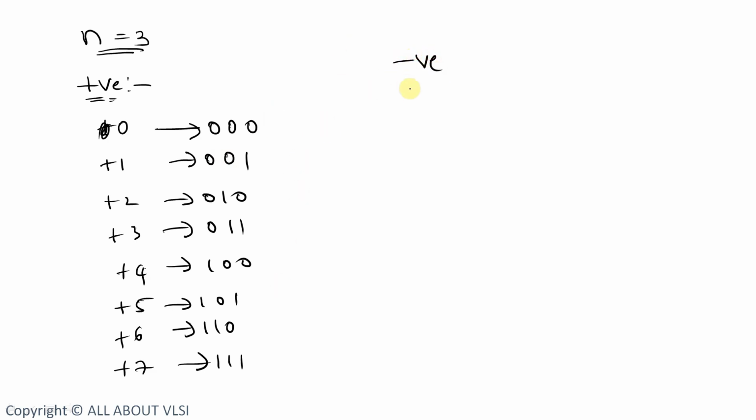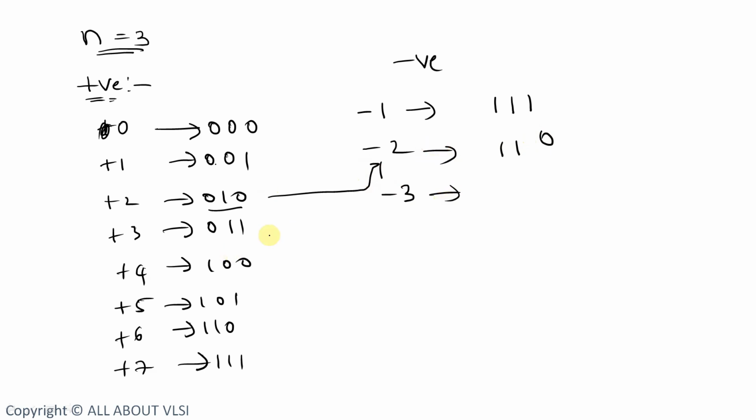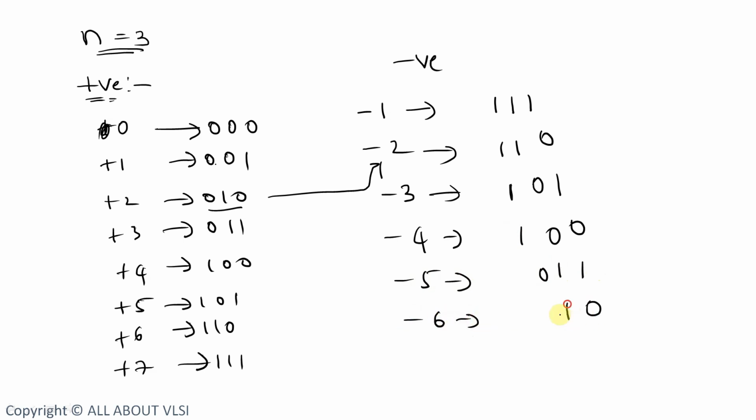And coming to negative numbers, how do we represent them in 2's complement form? From minus 1 we are going to start. Minus 1 is nothing but 111, minus 2 is 110, minus 3 is 101, minus 4 is 100, minus 5 is 011, minus 6 is 010, and minus 7 is 001. These are the negative numbers represented in 2's complement form, and those are the positive numbers. For positive numbers you do not apply any 2's complement, and only for negative numbers do we apply the 2's complement form.